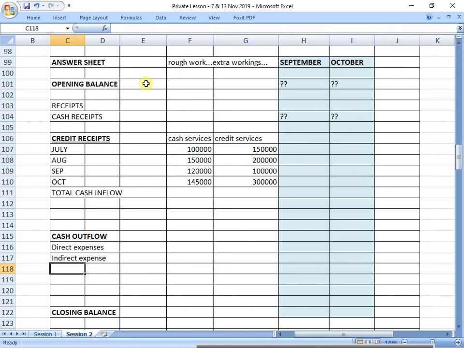Okay, so that's what you've got. The direct I'm not going to put in because I don't know what it is. I've got July, August, September, October, and I don't know what the amounts are.